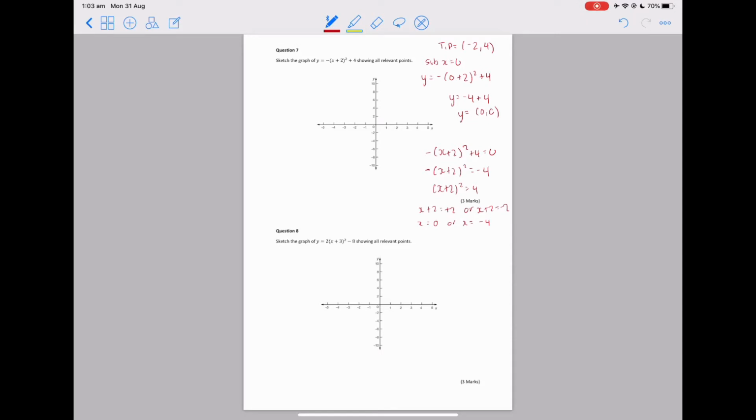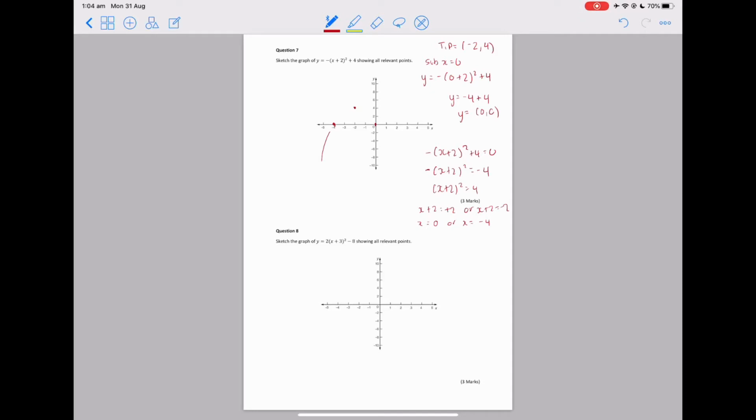Now that I've got all of the relevant points, I'm going to plot that. So -4 lies over here. This is where your y and x-intercept lies as well. And your turning point was at the value -2 and 4. So that's going to lie somewhere around over here. And all I'm going to do now is just connect the dots.